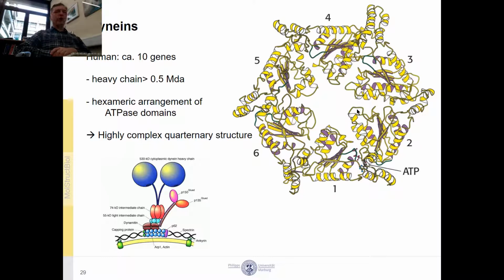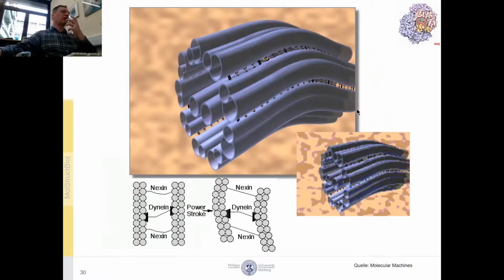They also occur, for example, in the machinery for protein degradation, in the ERAD machinery, in the endoplasmic reticulum. They also occur in the vesicle fusion machinery. And NSF is also using a hexameric ATPase domain like that for making conformational structural changes.